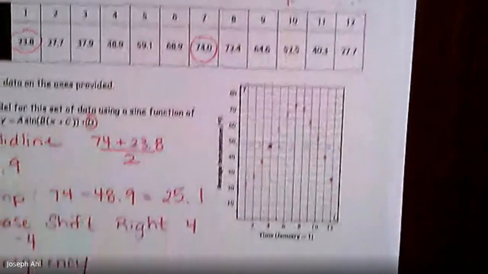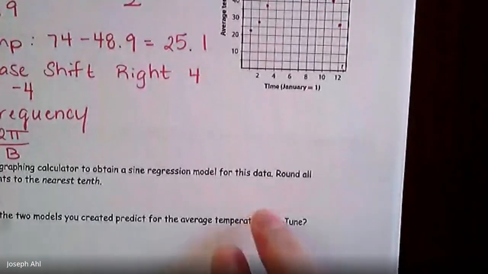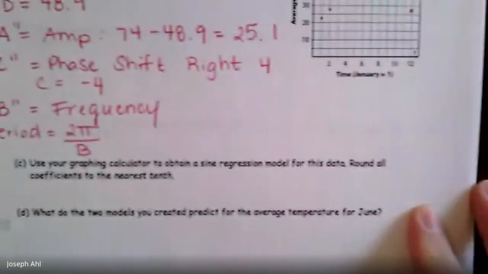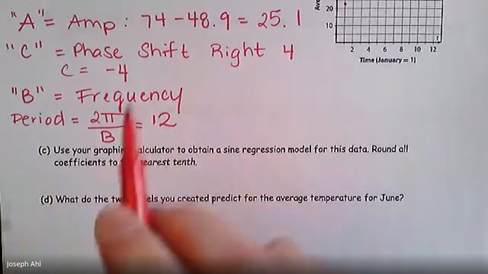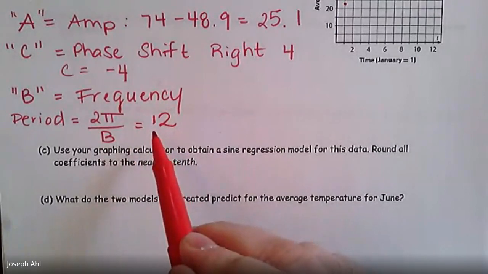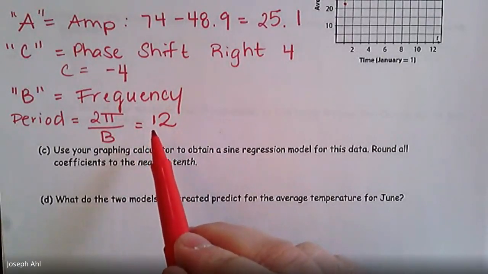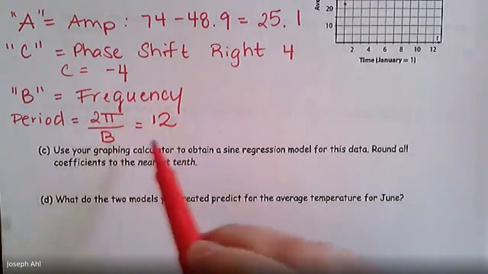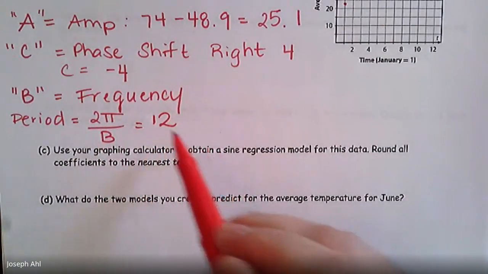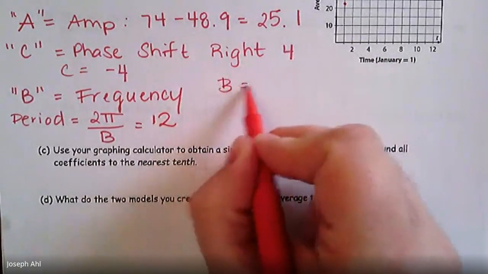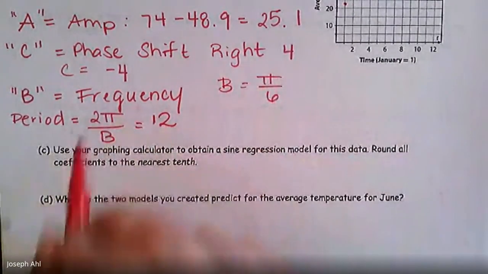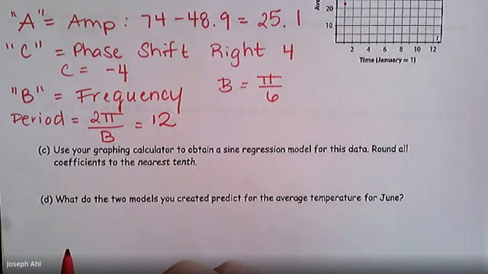So what we're going to do in this scenario is say that the period for this specific case is equal to 12. Okay, we have one completed cycle by the time we get through 12 months, which makes sense, right, through a year. So if you solve this for B, you're going to wind up getting that B is 2 pi over 12, which would reduce to pi over 6. So if we're solving this right here, we wind up getting B equals pi over 6.